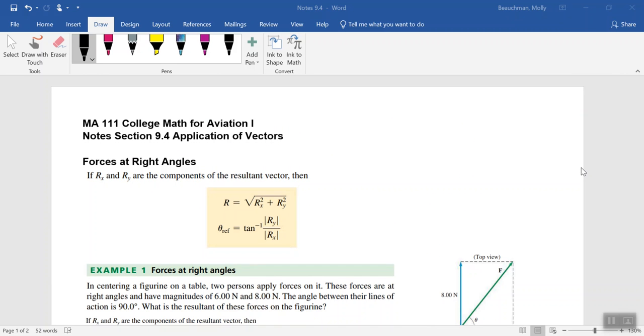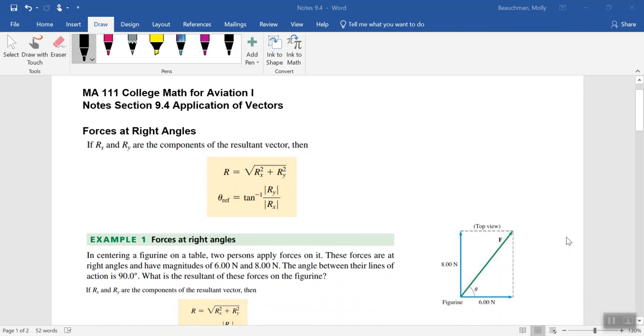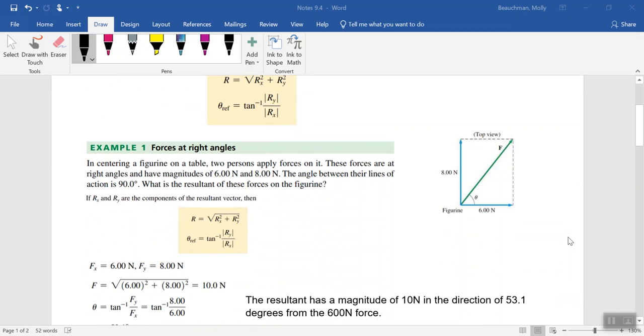So remember from the last section that if you have forces at right angles, if r sub x and r sub y are the components of the resultant vector, that means the x and y components of your resultant, then the magnitude is equal to the square root of r sub x squared plus r sub y squared, and the reference angle is equal to the inverse tangent of the absolute value of r sub y divided by r sub x. So our first example is from the book.